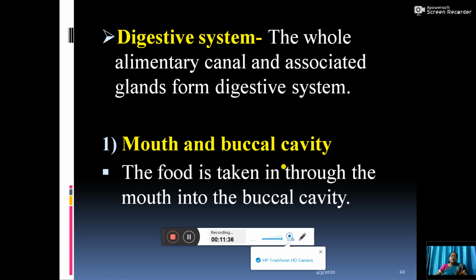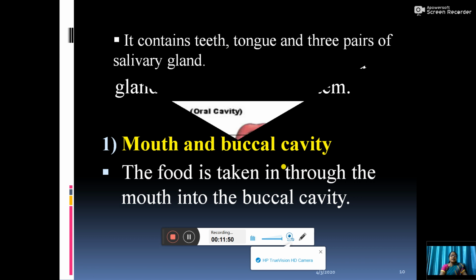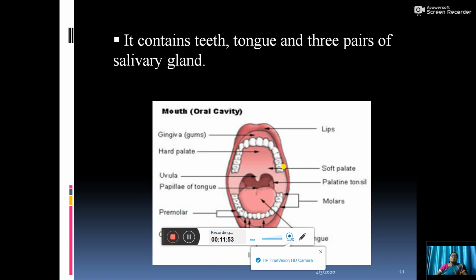Next is mouth and buccal cavity. Here you have to see that food is taken in through the mouth into the buccal cavity. And what are the organs that are present in our mouth? You know, first is teeth, tongue, and three pairs of salivary glands. You studied very well, my dear children, but again you have to study in detail.